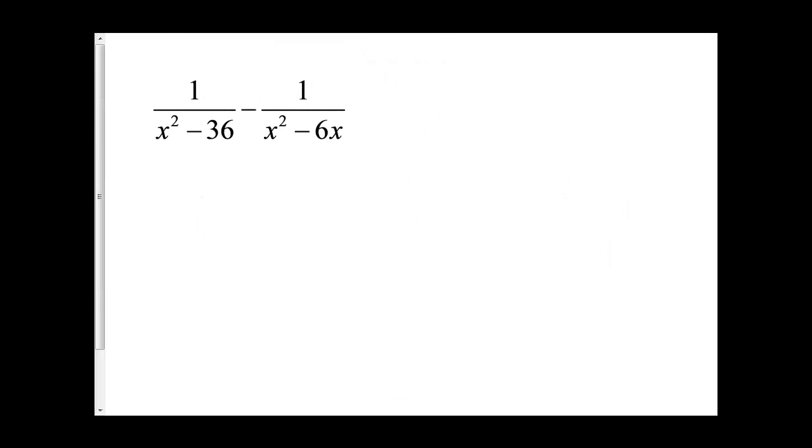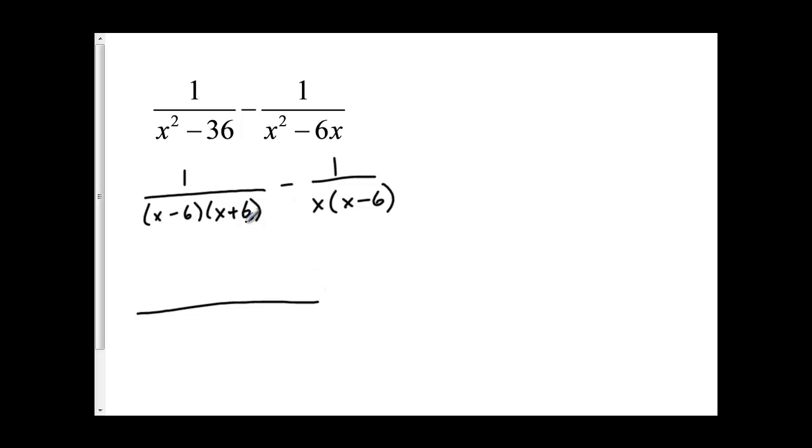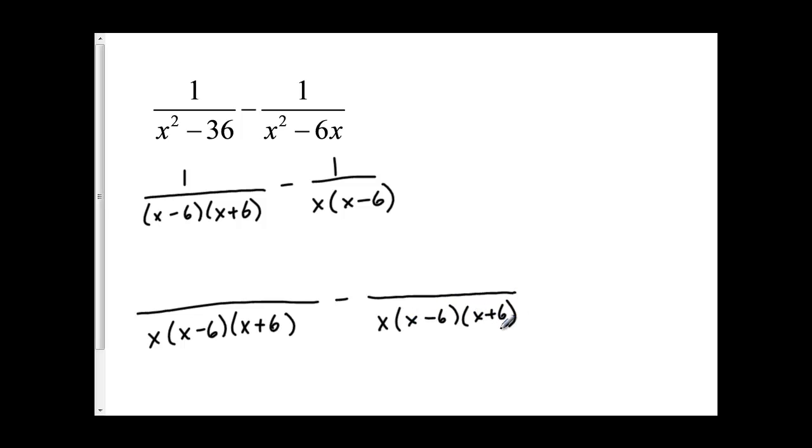Sometimes I have to factor in order to figure out what my denominator is going to be. If I factor the denominator in this question, I've got x minus 6 and x plus 6. If I factor out the denominator in this question, I can factor out an x, and I'm left with x minus 6. So now I need to create a denominator that includes all of the factors. I've got a factor of x minus 6, a factor of x plus 6, and a factor of x. So my denominator is going to be x times x minus 6 times x plus 6. I'm going to make my second fraction have the same denominator, x times x minus 6 times x plus 6.